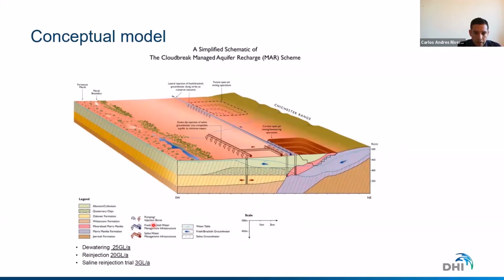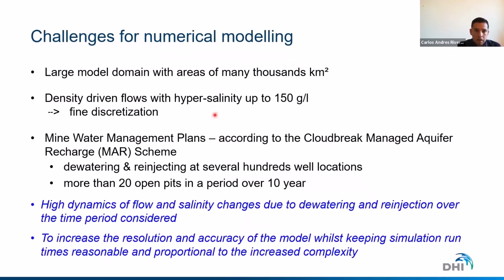So here we have our conceptual model. We have one of the pits. We have a so-called managed aquifer recharge system, the MAR scheme, where we reinfiltrate some of this water back to the aquifer. The main problem is that this reinjection is saline. This saline water has to travel through the unsaturated zone and reach the aquifer. So we need to handle a large model of several thousand square kilometers. The salinity is very high. We are talking about 150 grams per liter.